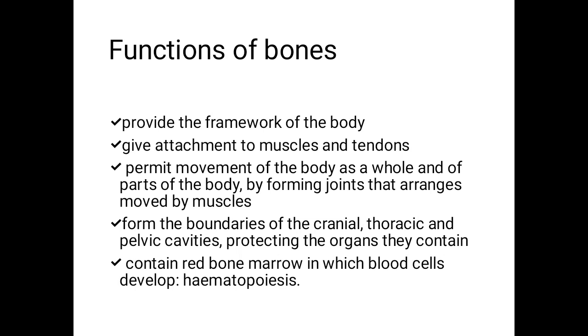So they contain red bone marrow, in which blood cells develop. The process in which blood is produced is called erythropoiesis, under the influence of the hormone called erythropoietin. It helps in the production of blood. When erythropoietin is excreted, it goes down into the bone marrow and stimulates erythropoiesis, where blood production will start occurring. So those are some of the functions of the bones.